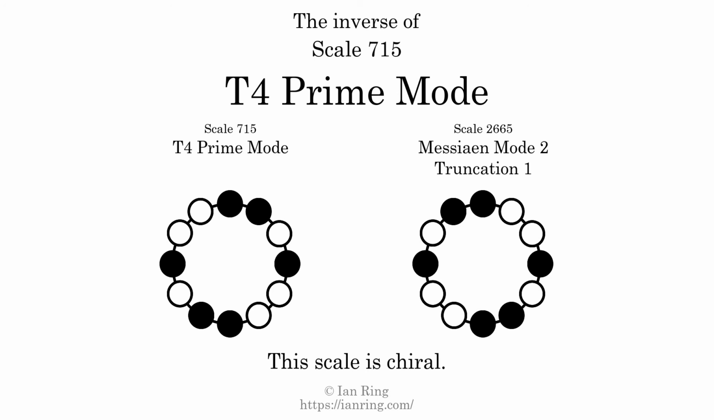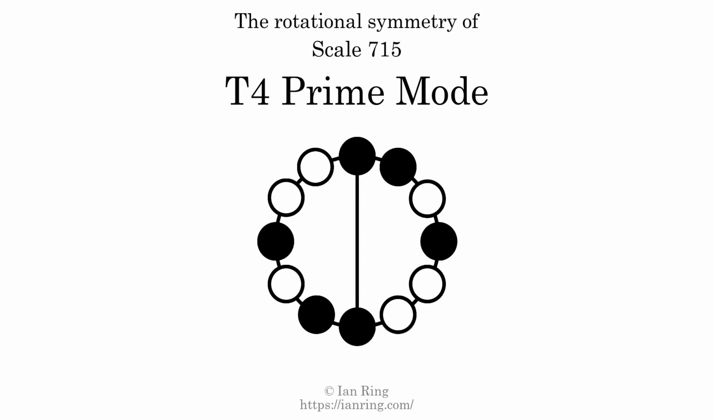The inverse of a scale is a mirror image. It is what you get when the sequence of intervals is reversed. The inverse of this scale is scale 2665, also known as Messiaen Mo2 truncation 1. This scale is chiral. It cannot transform into its inverse by rotational transformation. This scale has rotational symmetry at 6 semitones.